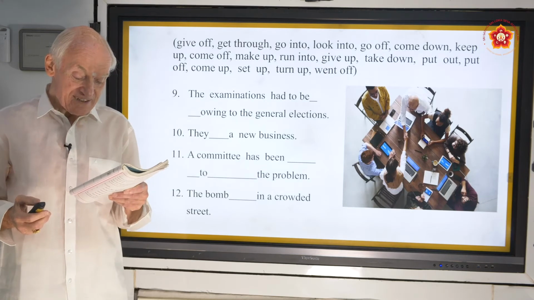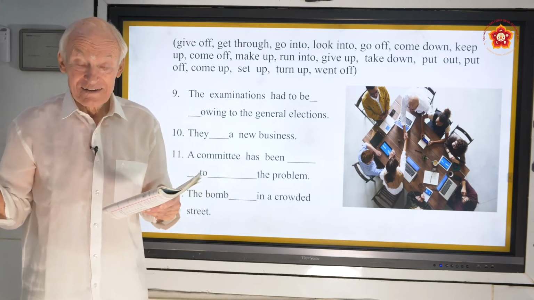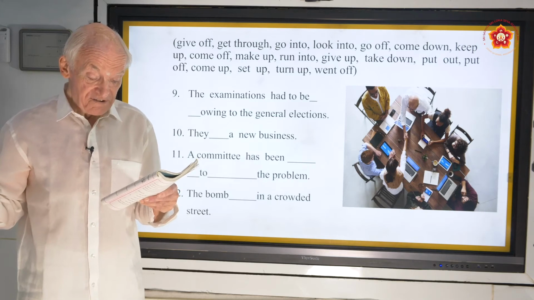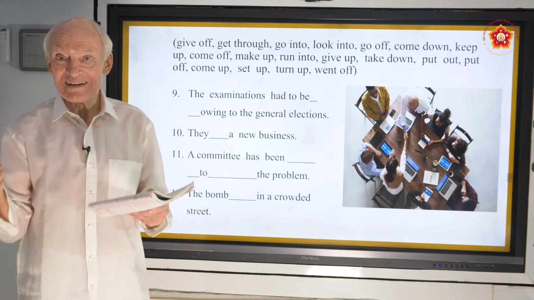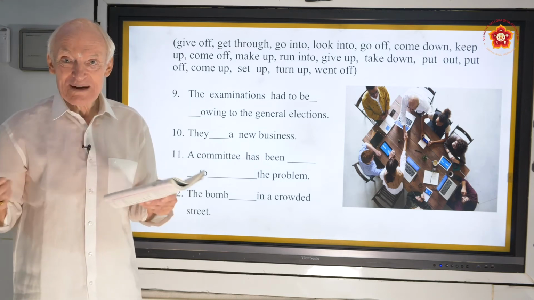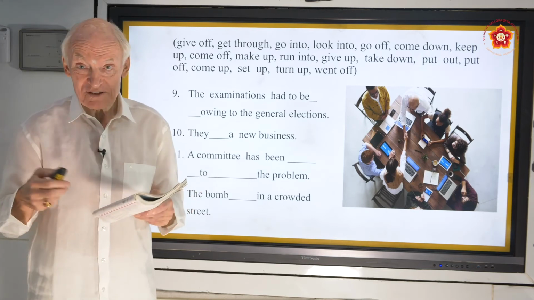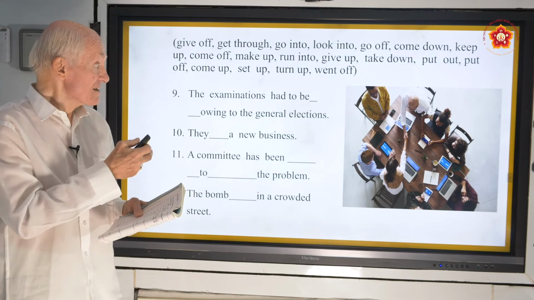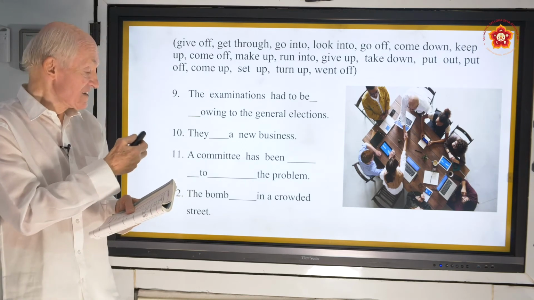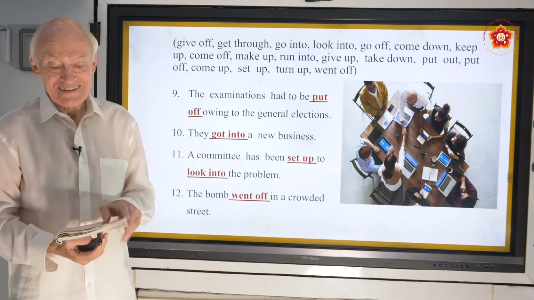And then our last one is a bomb in a street, okay? Things happen in crowded streets. So a bomb in a crowded street. We have to fill in the phrasal verb. So what happens with a bomb? A bomb goes off, right? Or it went off because it's past tense. So we look at our list and we see went off. Does it fit in? A bomb went off in the crowded street.